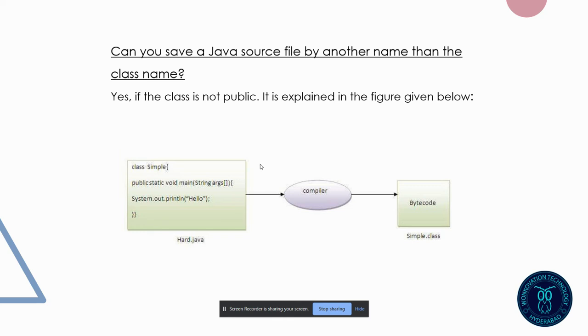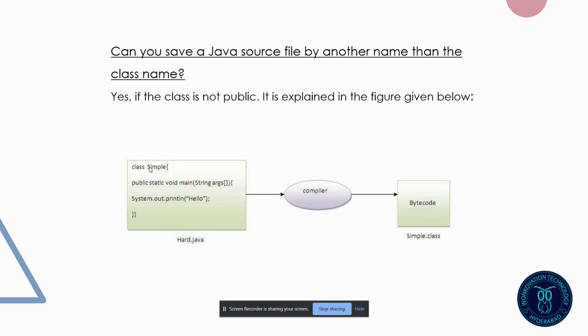Now, can you save a Java source file by another name than the class name? Yes, you can save a Java source file by another name than the class name, if the class is not declared public, like we are not using the access modifier public while declaring the class. In this example, we can see that a class is declared with the name simple and it is not declared public. Like we are not writing public class simple.